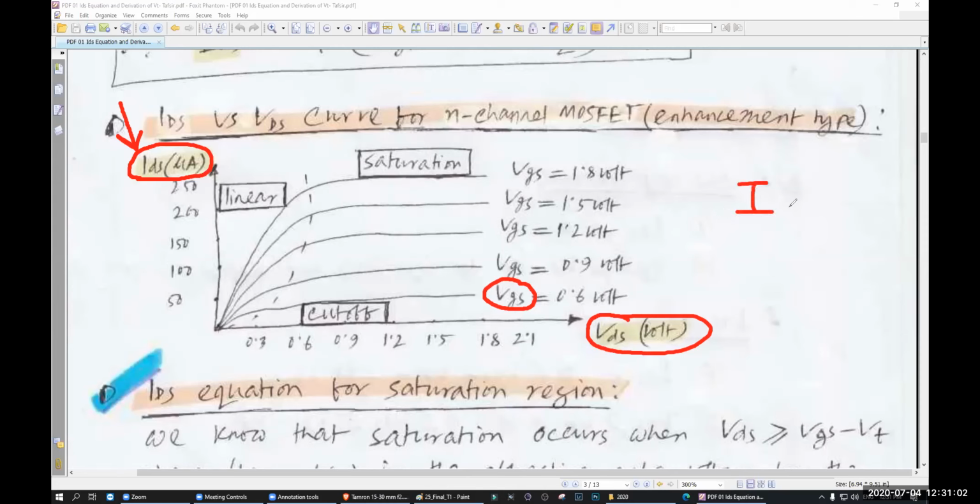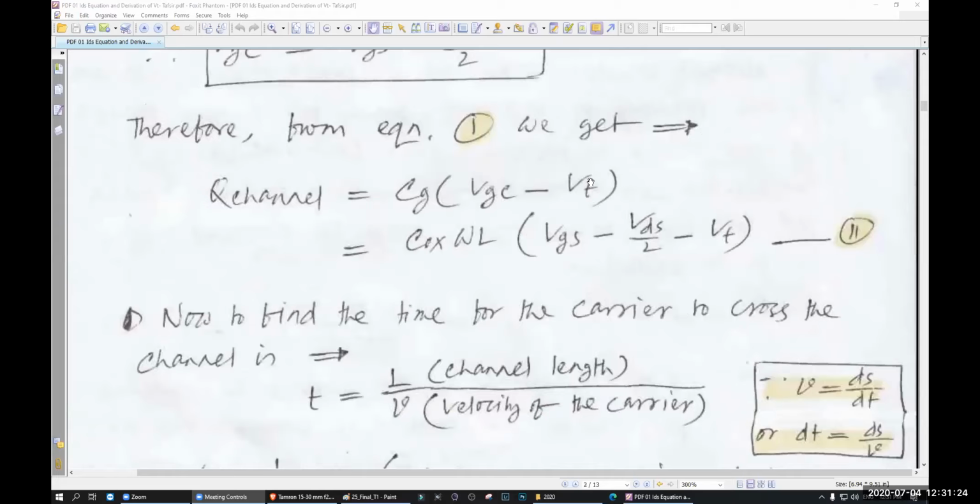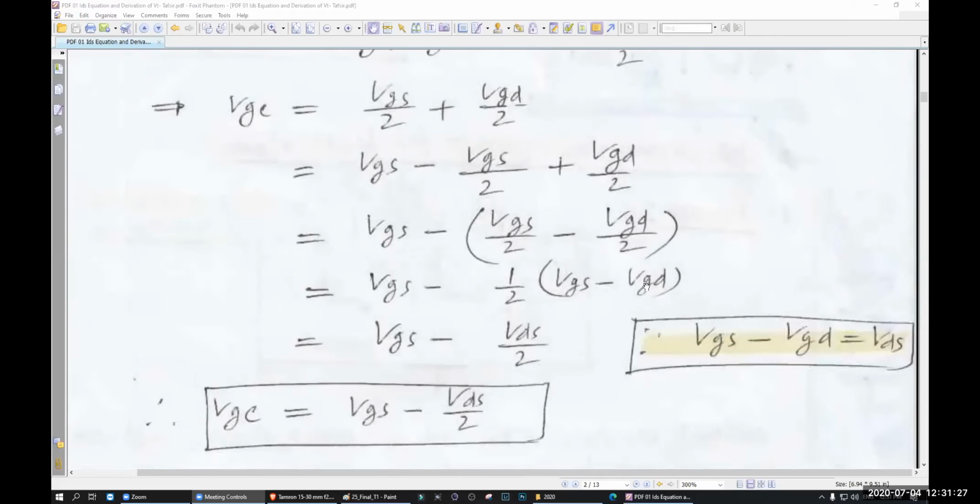IDS is equal to something related to VGS and VDS. No other voltage, no other things, only these two. So IDS will be equal to some function of VGS and VDS, nothing else. So that's why we cannot afford to keep a voltage called VGD. VGS is here, VDS is here, VGD we cannot afford to keep here, okay? So we will try to convert this to something else.